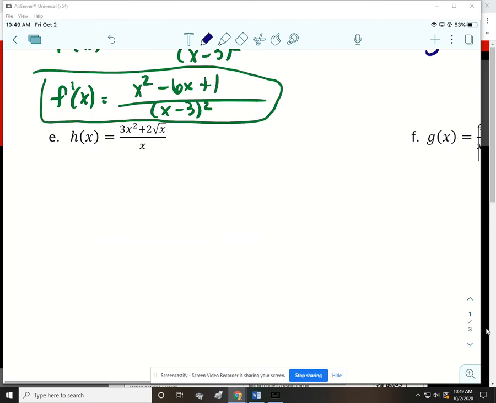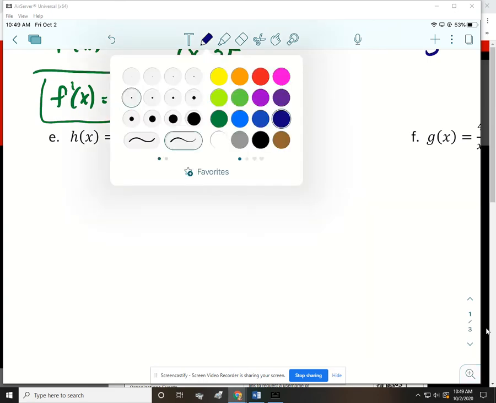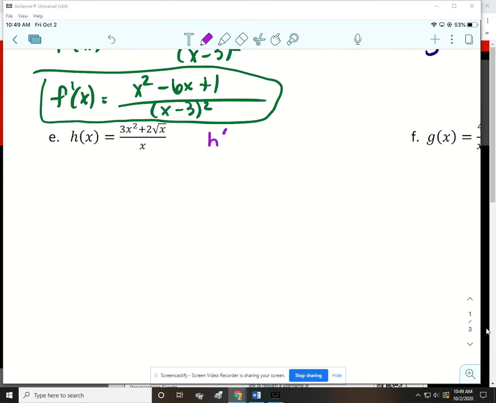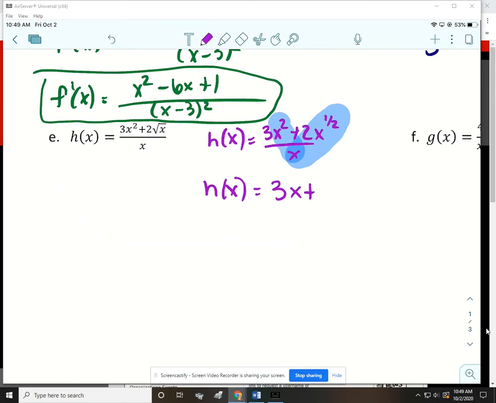Okay, let's look at the next one. All right, so this is what I was kind of talking about earlier. We can divide through by this x. So we can make this problem easier by rewriting it. So again, the square root of x is x to the 1/2. All right, and then I'm going to go through, since everything has an x, and divide through by x by subtracting 1 from each exponent. So it's going to be 3x plus 2x to the negative 1/2. Because 1/2 minus 1 is negative 1/2.